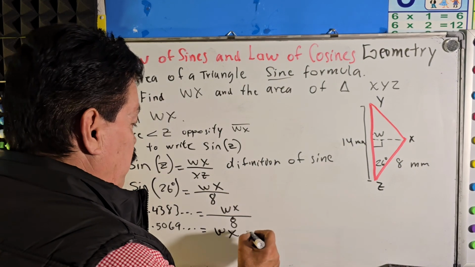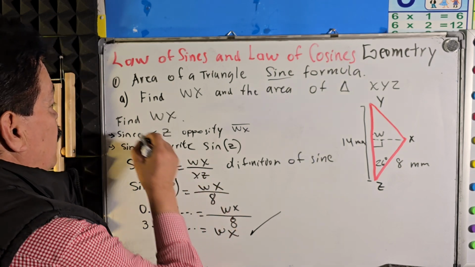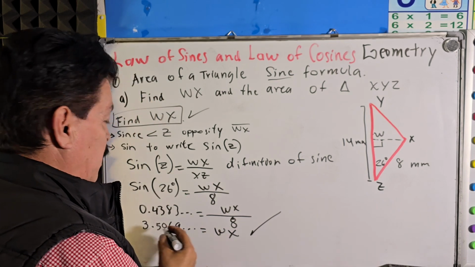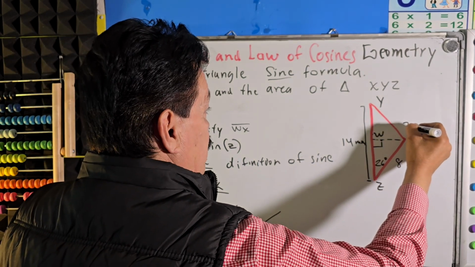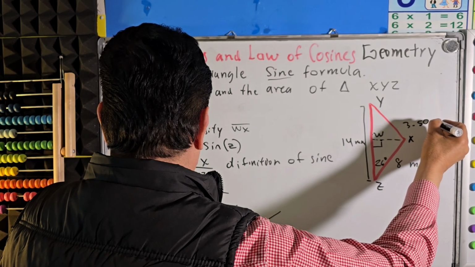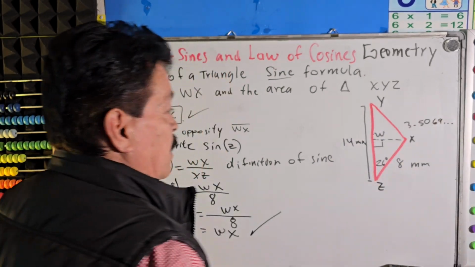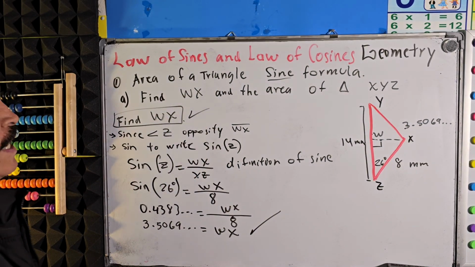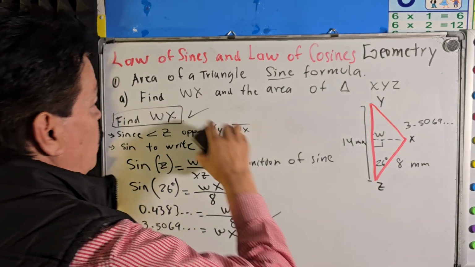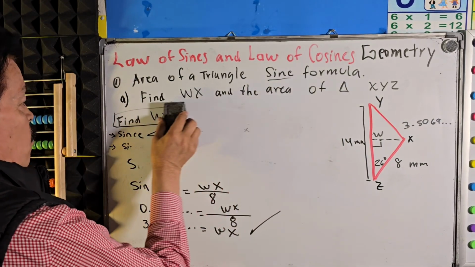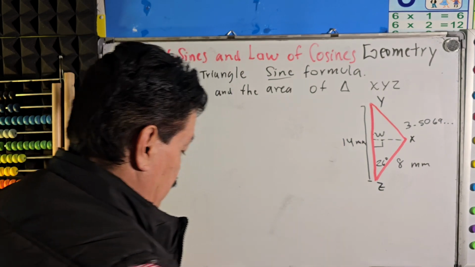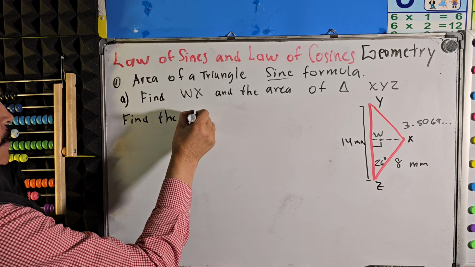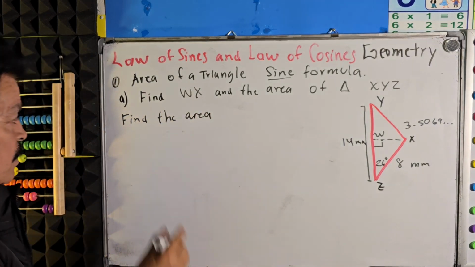So now we're looking for this first. Find WX. That was our first step. WX right here. Let me write it right here: 3.5069. That's the height. All right. Now we have to find the area. Find WX and the area. So let's find the area here.